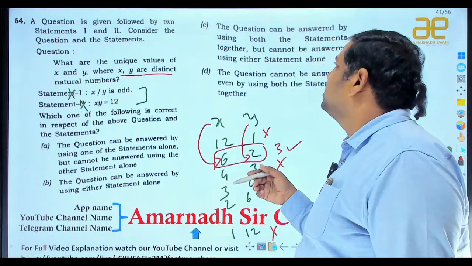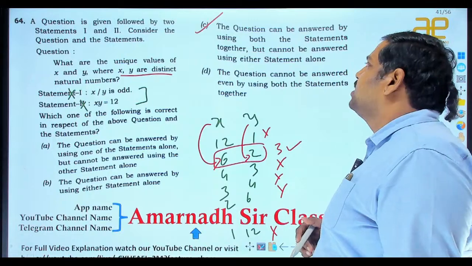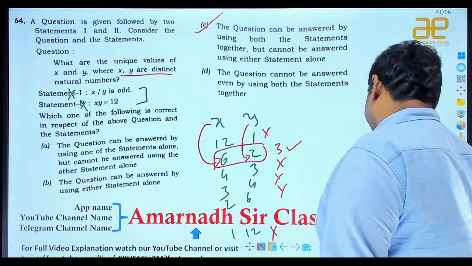Means the question can be answered by using both the statements together, but cannot be answered using either statement alone. So the answer is C. Let's see the next beautiful one.